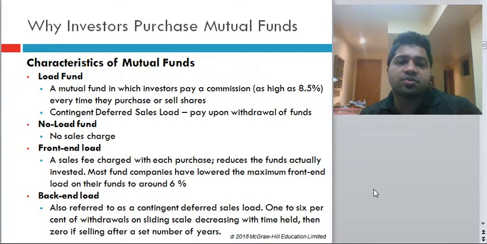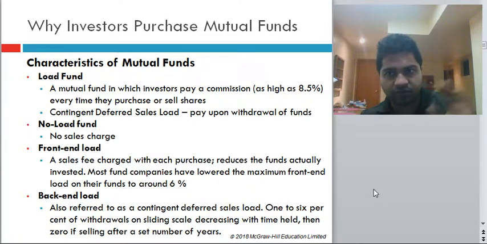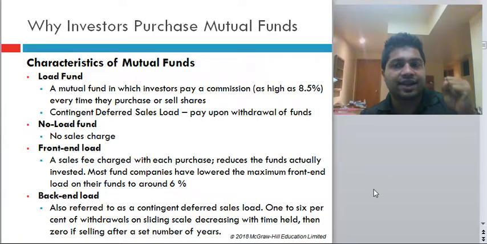Now, charges on mutual funds. So there are generally load funds. There are three different types of charges. Mostly there are other charges also, but three major types. First is the front end load. It is the amount of commission you have to pay when you buy a mutual fund.